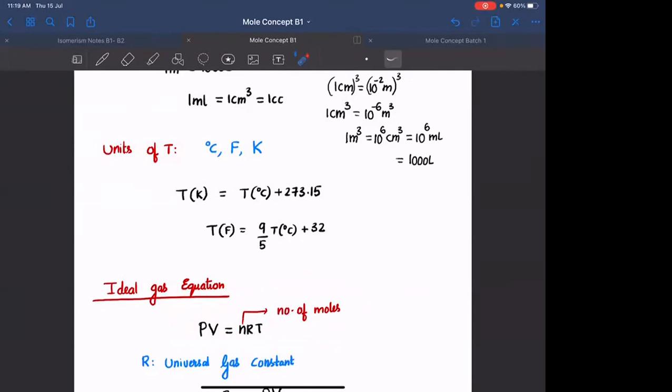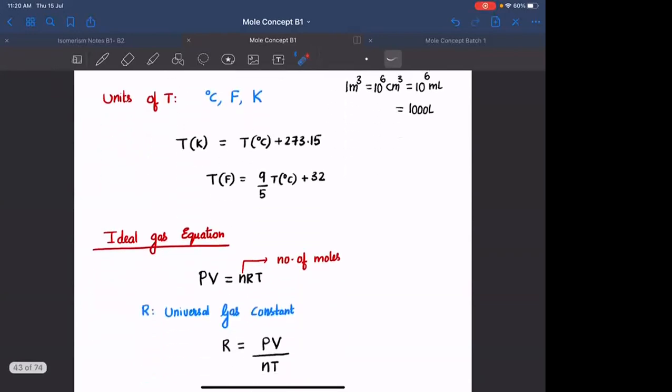Don't worry now. If it is an ideal gas, and all the gases, we treat them as ideal. Whenever you are given in the question about the gas, we will be treating that as ideal. If it is an ideal gas, it will obey an equation called PV equals nRT, where P is the pressure, V is the volume, n is the number of moles, T is the temperature.